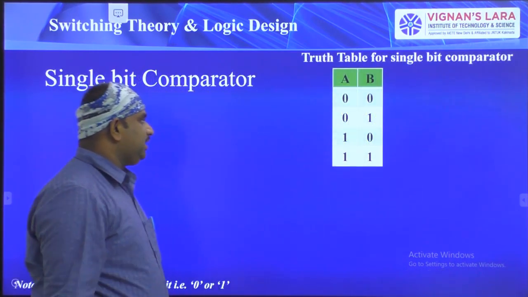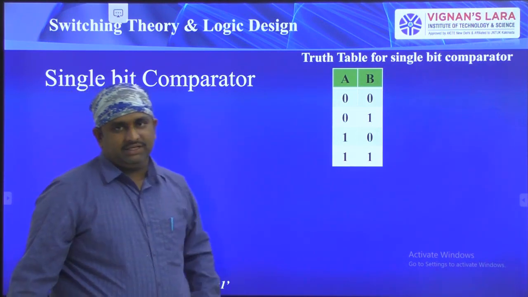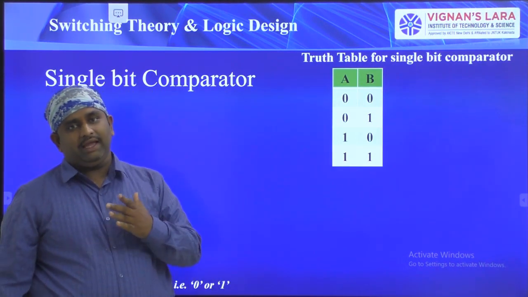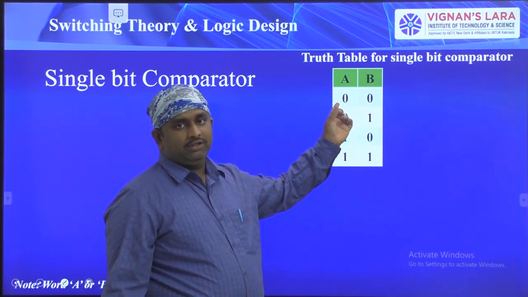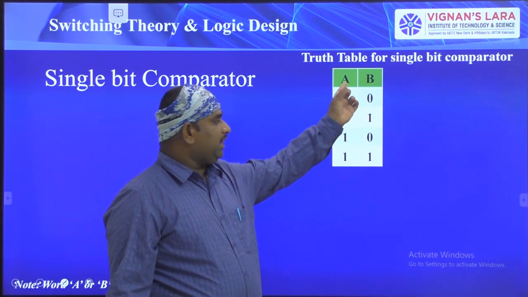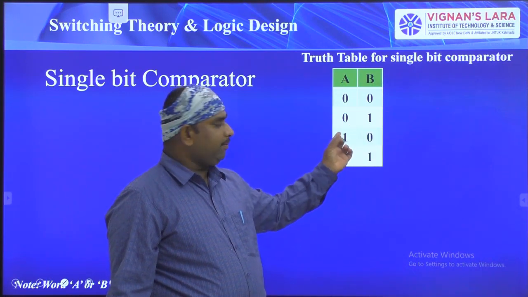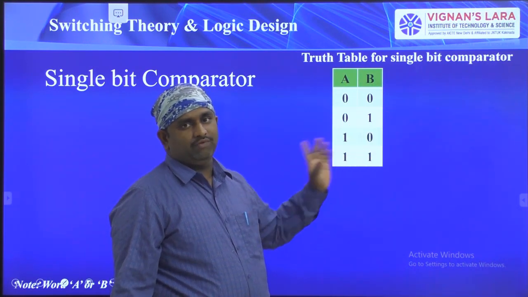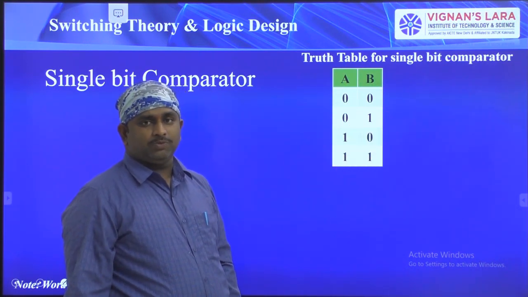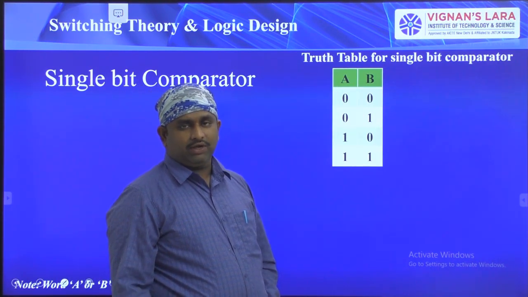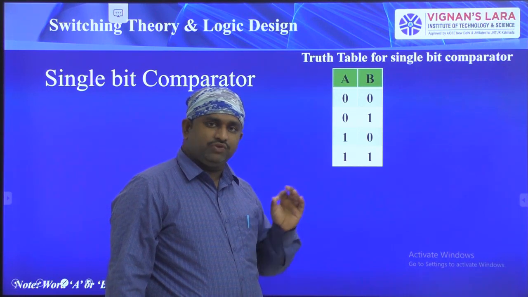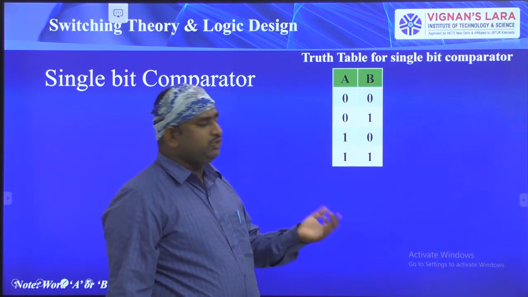Now coming to single bit comparison. Here I am taking A as a single bit and B as a single bit. So A may be 0 and B may be 0. Otherwise it may be 0 and 1, or 1 and 0, or 1 and 1. So these are the maximum possible combinations for comparing A and B values. A consists of 0 or 1 and B consists of 0 or 1.